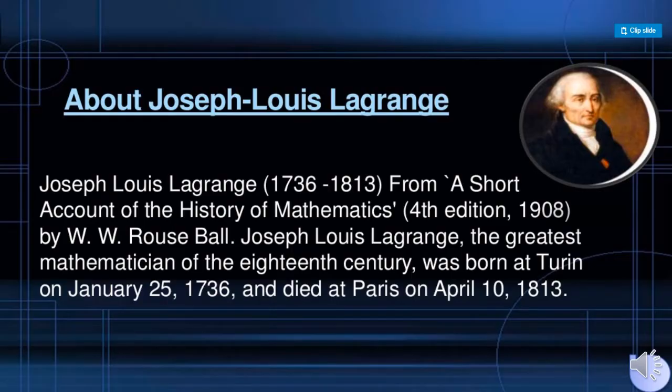About Joseph Louis Lagrange. He was the greatest mathematician of the 18th century. He was born at Turin on January 25, 1736 and died at Paris on April 10, 1813. He studied problems of analytical geometry, algebra, theory of numbers, differential equations, mechanics, astronomy, and many others.